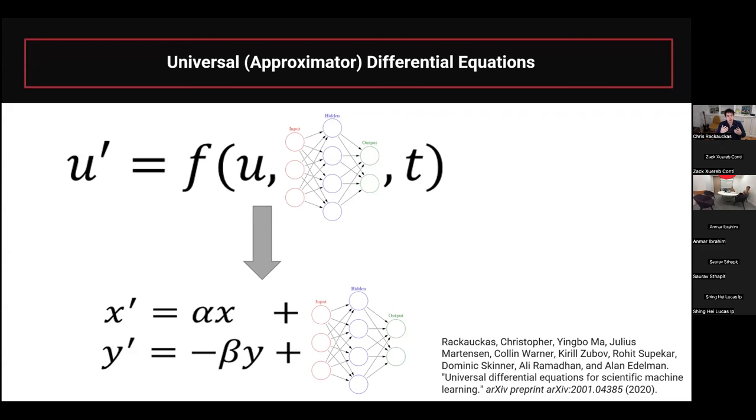That's the universal approximation theorem. And so what we could do is write down mathematical models where, if we don't know one of the functions that goes into our model, we can capture it via a neural network, right?